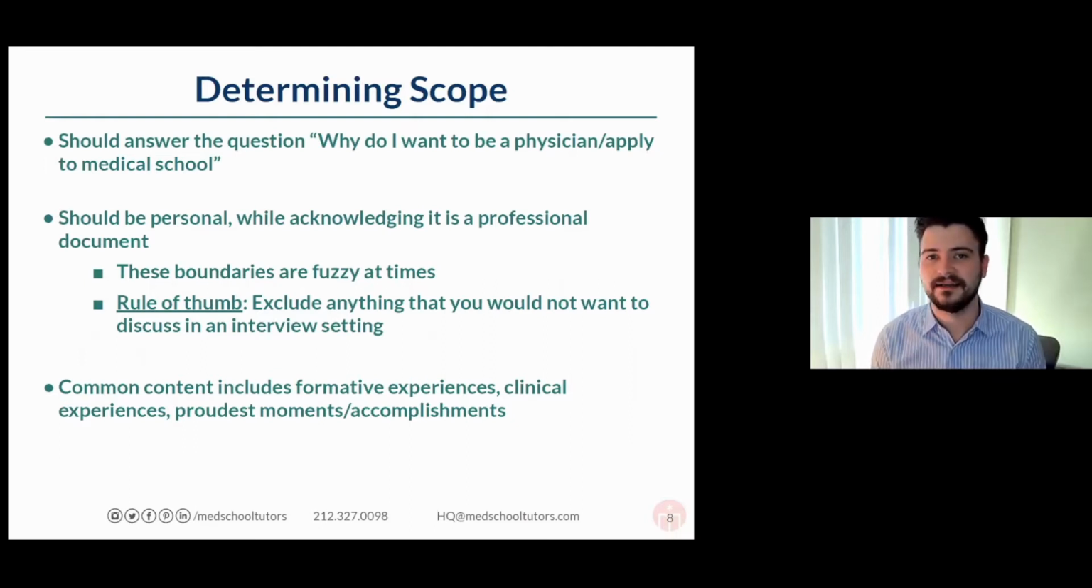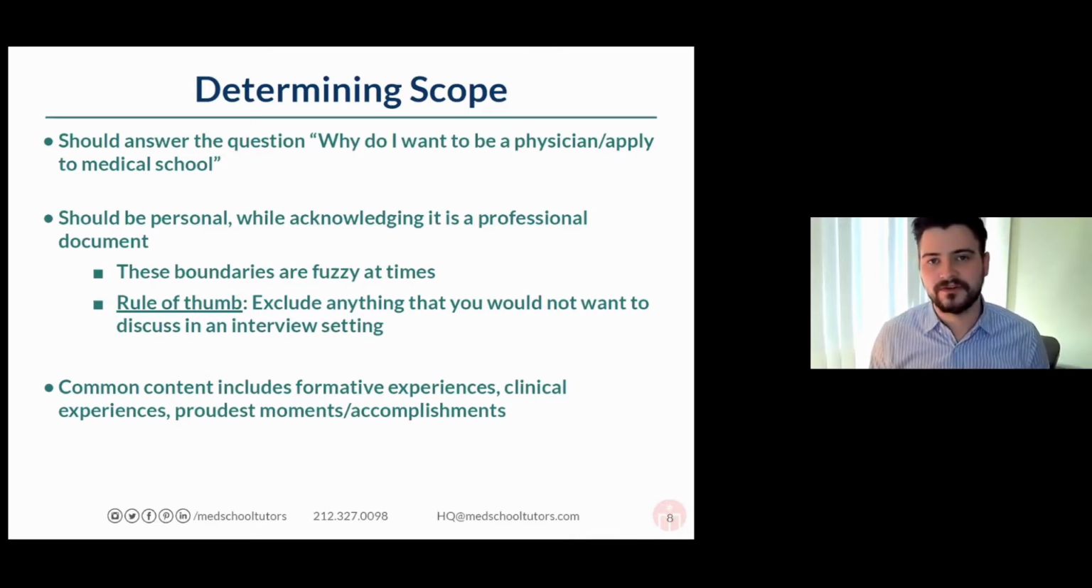That being said, the personal statement is also a professional document. And so I'll say that these boundaries are really fuzzy at times. And I think when I work with my students, we often grapple with this together. How do they bring their full self into a personal statement while still being able to show up for the professional boundaries that are required whenever you put forward a professional application?